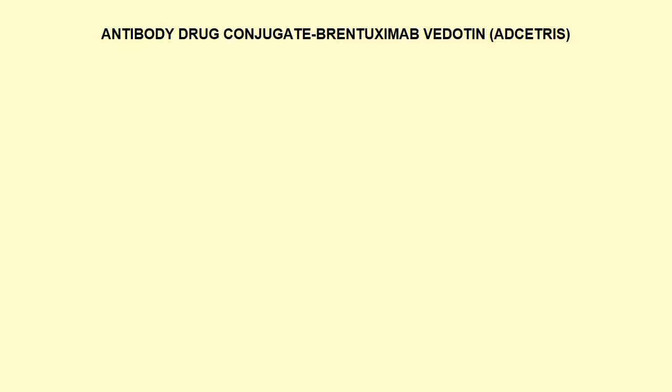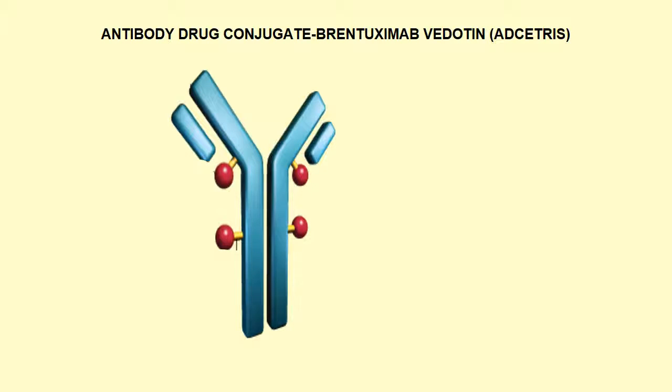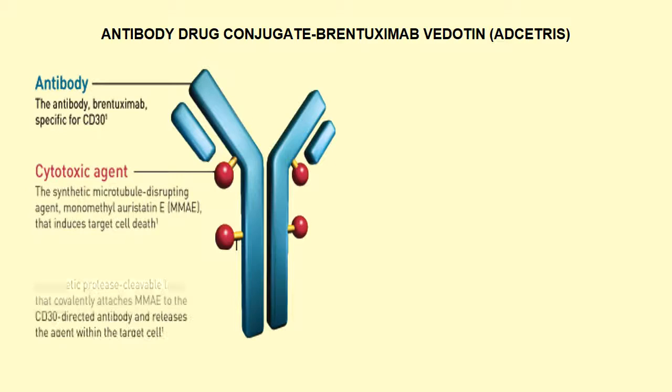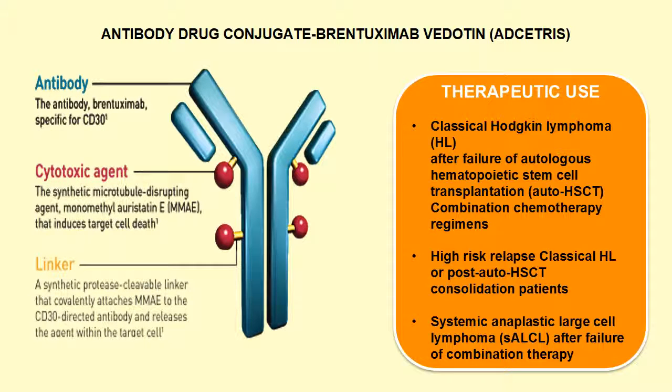Brentuximab vedotin is an example of an antibody-drug conjugate. It is formed by an antibody conjugated to a cytotoxic agent via a chemical linker. It is used in the treatment of classical Hodgkin lymphoma and anaplastic lymphoma after failure of a combination chemotherapy regimen.